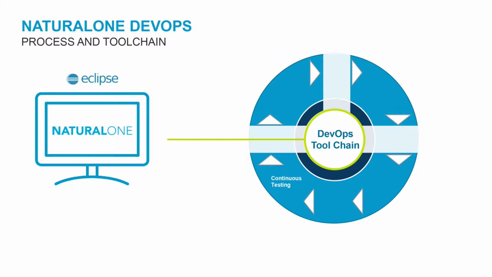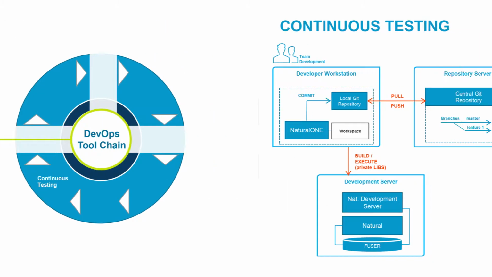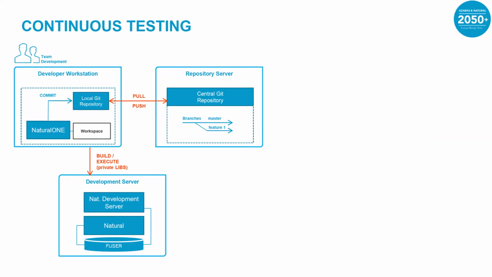Let's take a detailed look at this part of the process, specifically how we can create unit tests and add them to a DevOps process with Natural One. The Natural One development environment is used to implement natural applications. Natural One connects to a natural development server to build and run the application. A source code management system like Git or Subversion is used as the repository server.